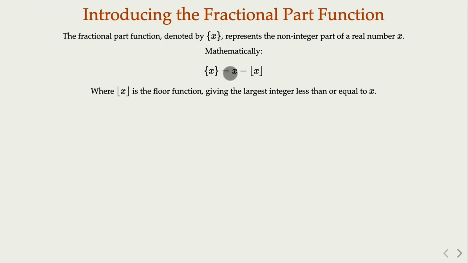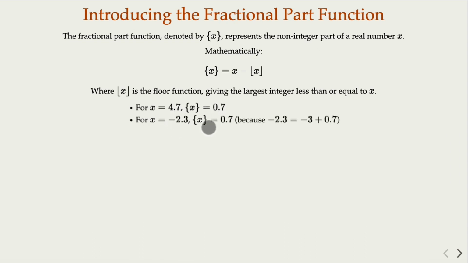Mathematically, it's just x minus the floor of x. The floor function is the largest integer less than or equal to x. Notice that the fractional part for a positive real number and a negative real number are kind of different. Okay? For 4.7 it would be 0.7, naturally, that makes sense. For a negative number, it is actually not 0.3, rather it is 0.7, because that's the definition. Negative 3 is the floor, right?